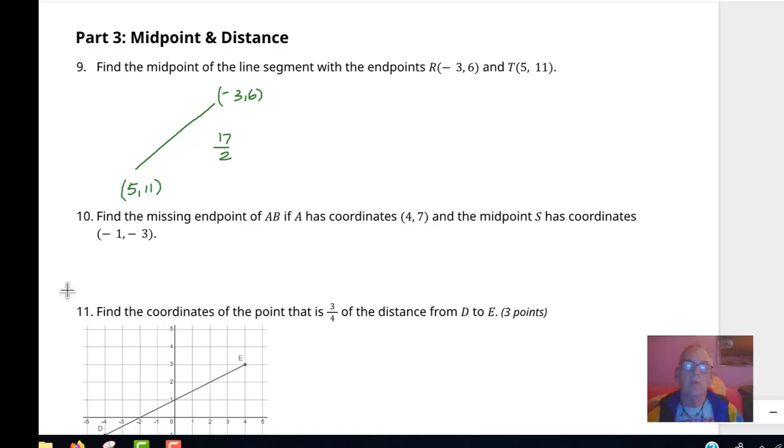So 17 over 2 is going to be the midpoint coordinate of the y's. So we're doing y1 plus y2 over 2, and that came out to be 17 over 2. And for the midpoint of the x's, you want to add the two x's and divide by 2. There's the formula that goes with it. We have 5 plus a negative 3. A 5 plus a negative 3 is a 2. So we get 2 over 2, which simplifies to 1. So we have 1 and 17 halves as the coordinates of that midpoint.